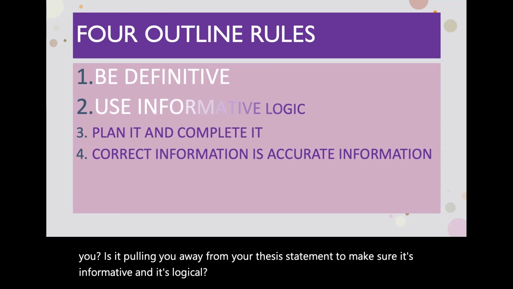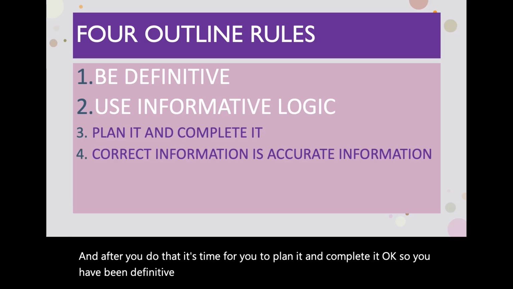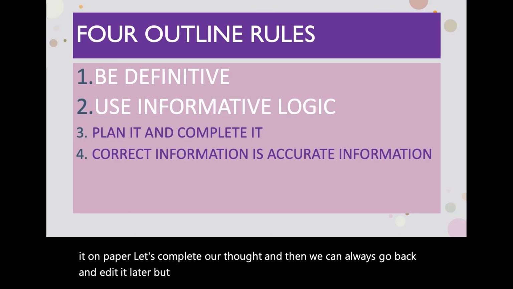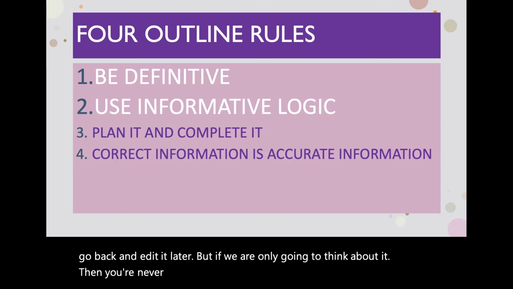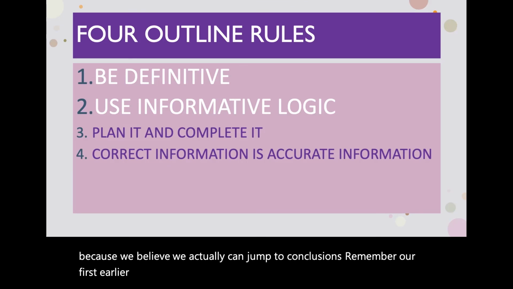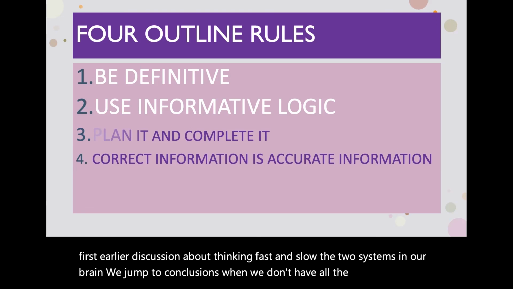And after you do that, it's time for you to plan it and complete it. Okay, so you have been definitive. You know what you want to write. You know that the logic is there. Let's put it on paper. Let's complete our thought, and then we can always go back and edit it later. But if you're only going to think about it, then you're never going to have an opportunity to go back and edit it because we actually can jump to conclusions. Remember our earlier discussion about thinking fast and slow, the two systems in our brain. We jump to conclusions when we don't have all the facts. So get the facts together.